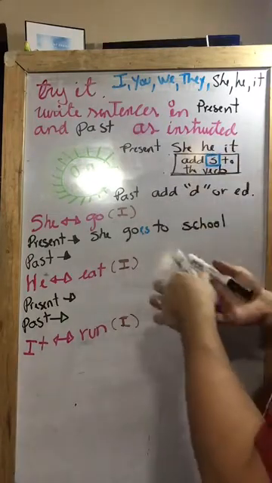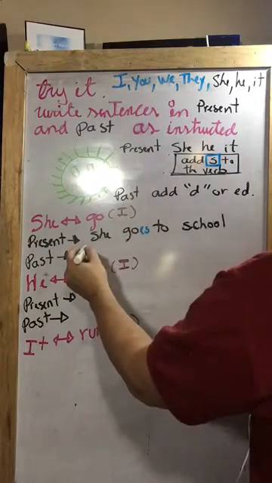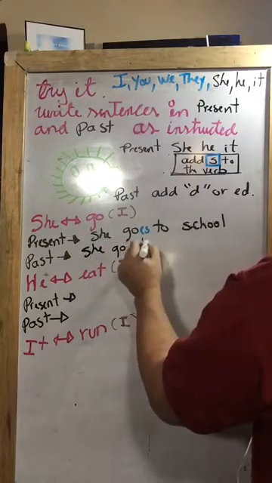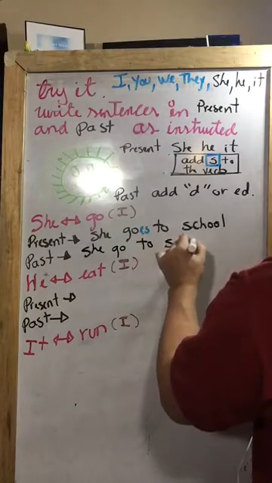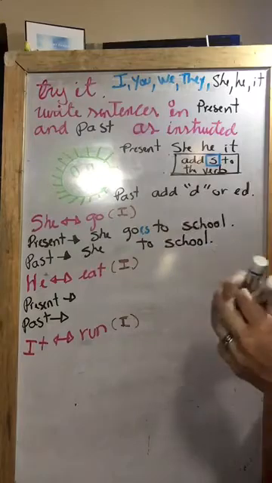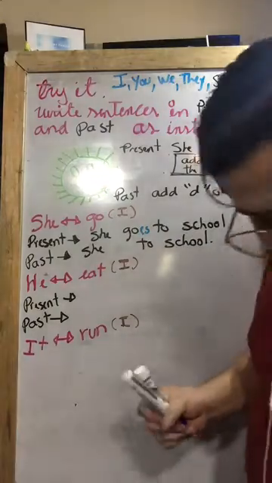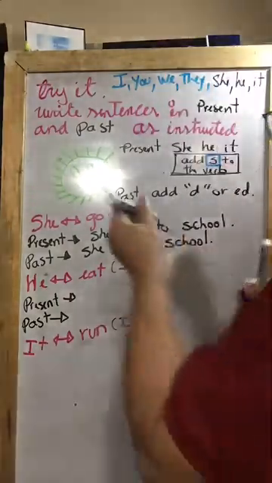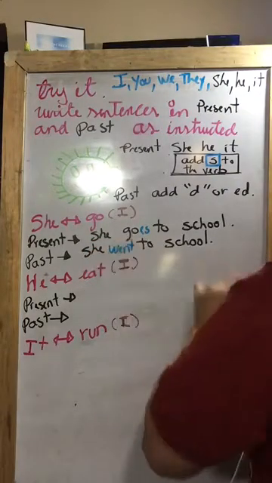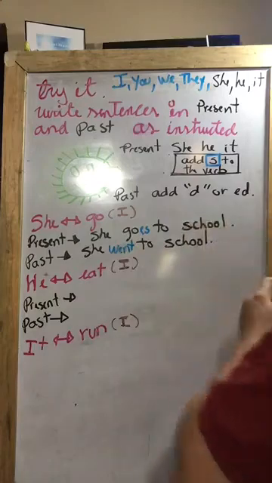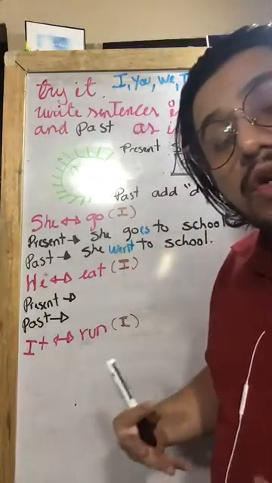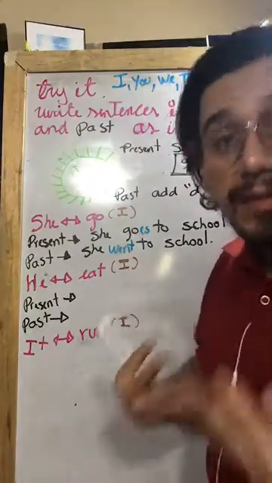Okay, then we have the past. She go to school. But again, this is incorrect because the past tense of go is not regular. It's irregular. She went to school. So as you can see, some of the verbs that we are going to write are not always the same in the way that they are written.